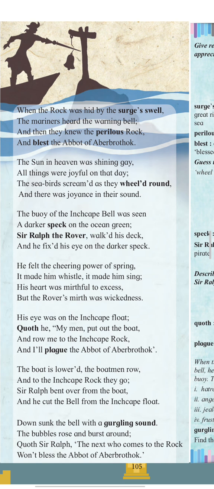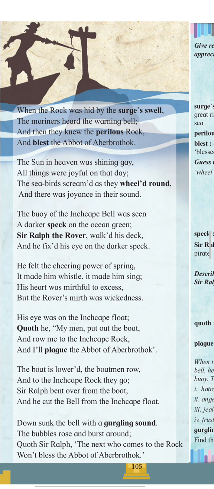The buoy of the Inchcape Bell was seen. So here that bell you can see from far away, which was placed by the abbot of Aberbrothok, and it is like a speck. Speck means one point, a dark black point on the ocean. On the ocean we can see it clearly, it is visible.